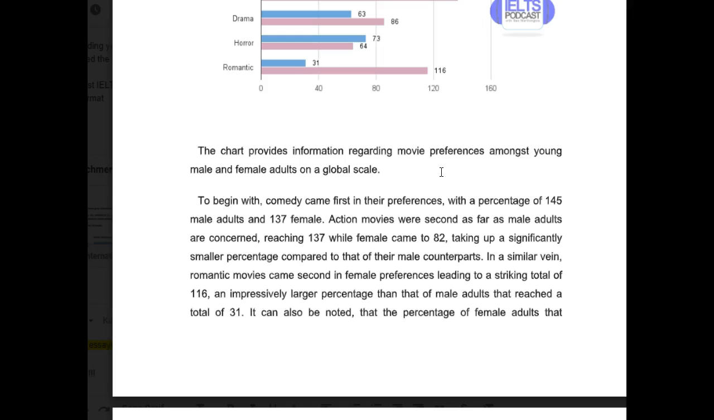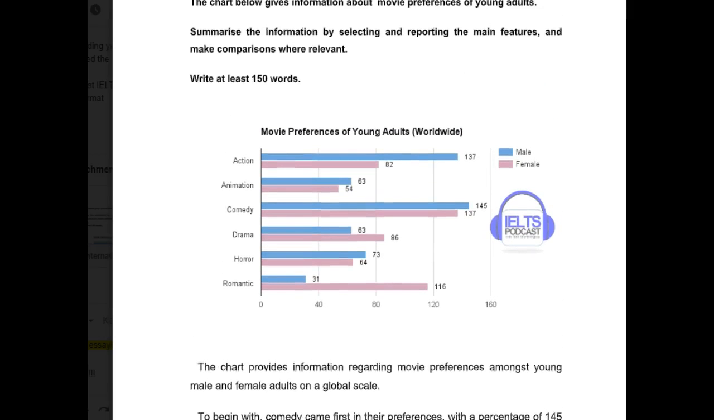What should your overview include? It should basically be the major trend, the most obvious thing, the biggest change, something along those lines. So for me, an appropriate overview would be something like, overall, it is clear that comedy movies were the most popular for both genders. Or if you want to give a little more information, you could say something like, overall, while comedy movies were preferred by both genders, there was considerable variation in preferences for the other movie genres. All right, that would also have been a nice overview, but you absolutely have to include it, okay?